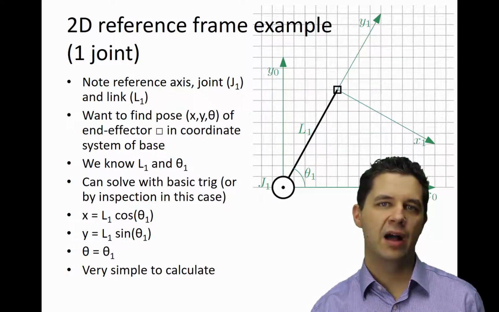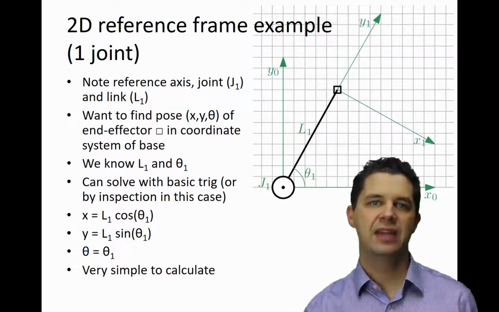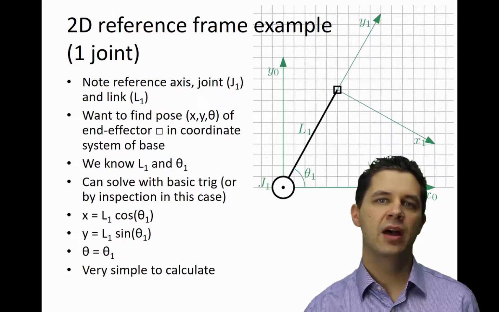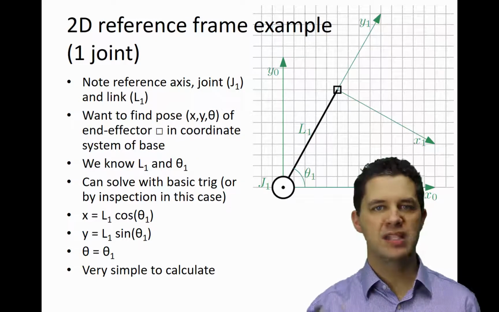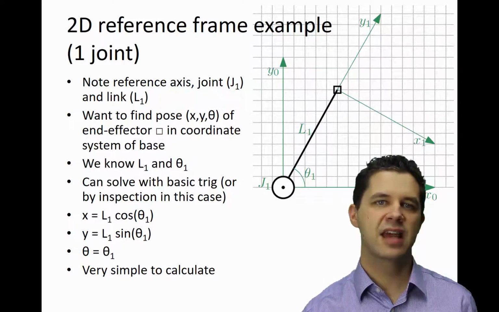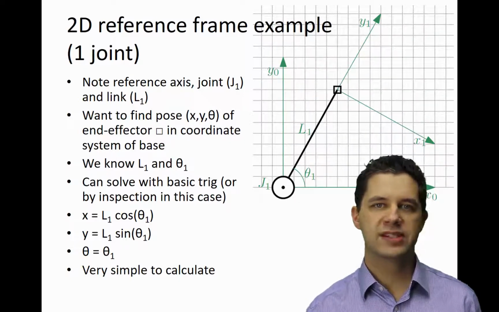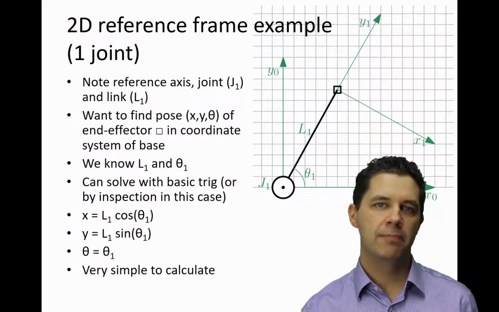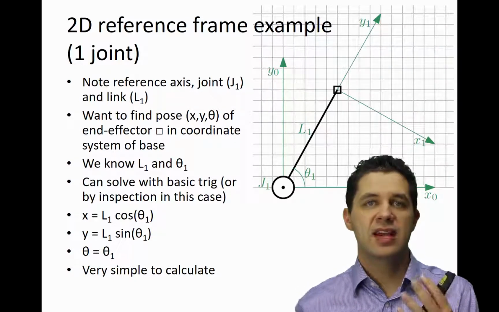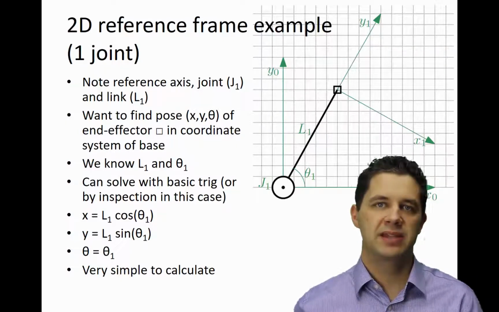Now, if we know L, where L is the length of that link between the joint and the end effector, and we know theta, where theta is the angle that the joint has moved through, we can use some basic trig, and by inspection it's pretty easy in this case to say that, well, x will be L1 cos theta 1 and y will be L1 sine theta 1. So it's very simple in this single joint scenario to actually calculate it directly using some basic trig.